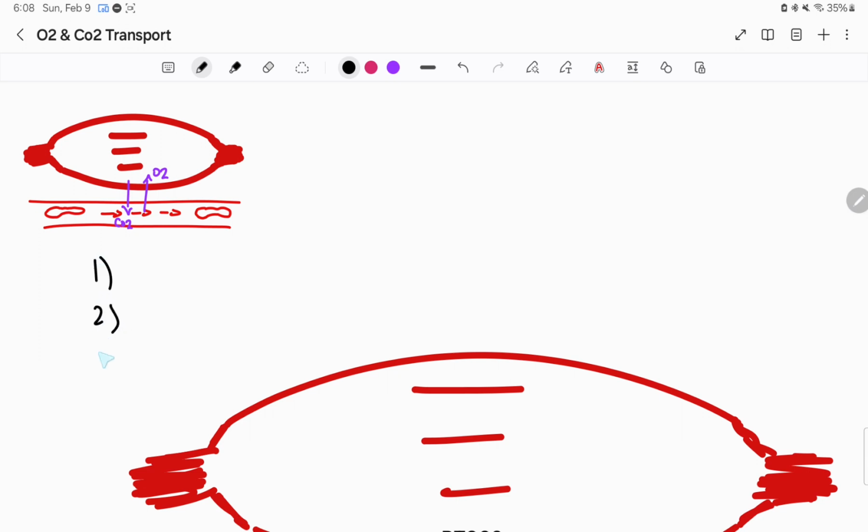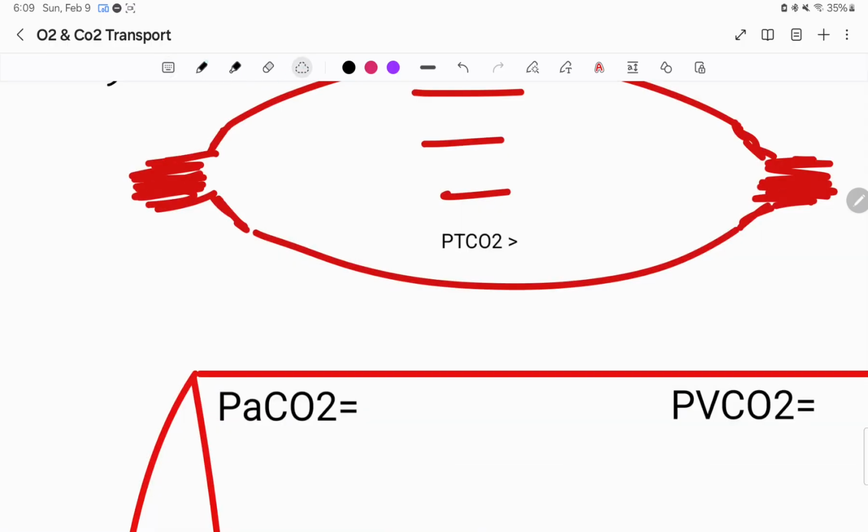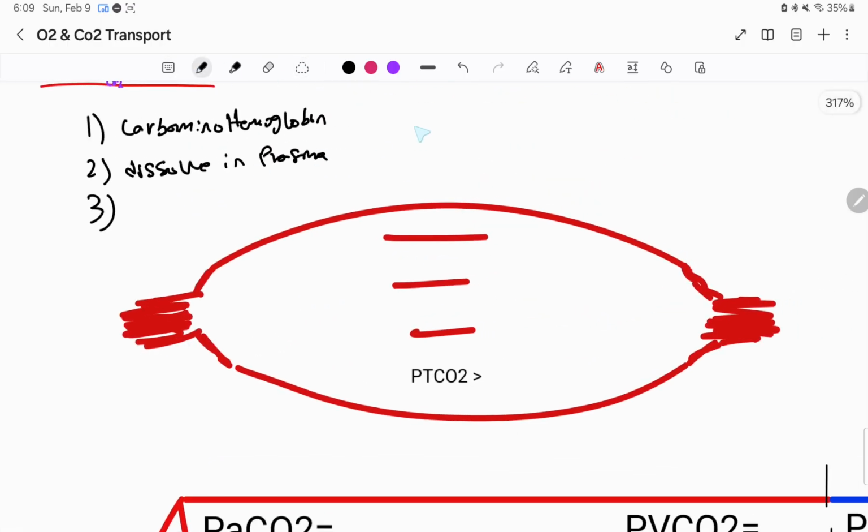CO2 is transported in three ways, okay? So one of them is binding to hemoglobin and creating that carbamino hemoglobin that we talked about. The other way, guys, is that it just dissolves in the plasma, okay? And the biggest way, the most contributing way in terms of percentages, is the bicarbonate reaction, okay? In this scenario, we're taking that carbon dioxide, that CO2, and storing it in a quote-unquote storage format called bicarbonate, which has a negative charge.